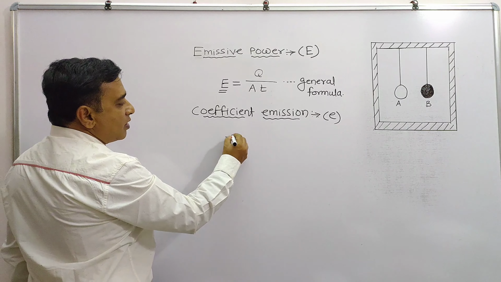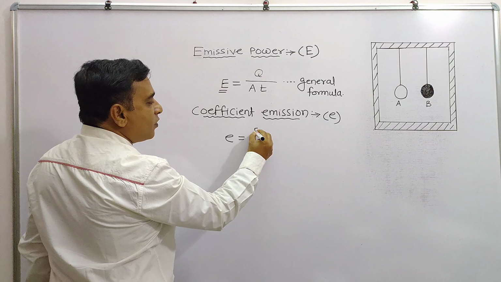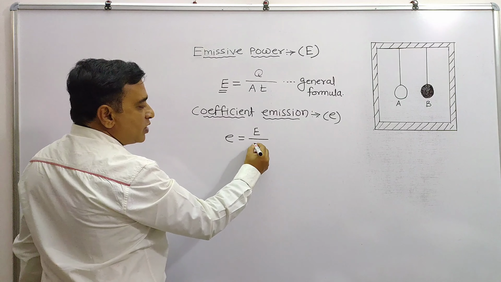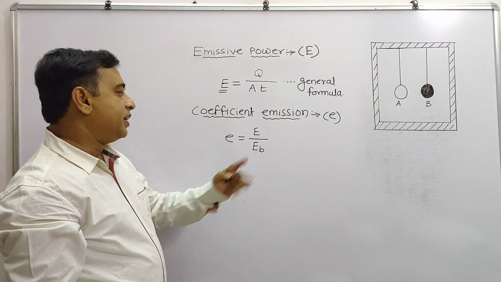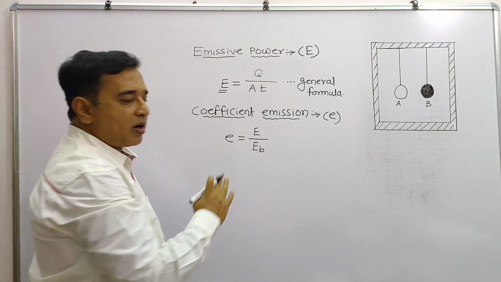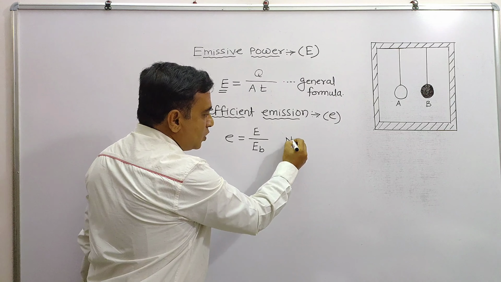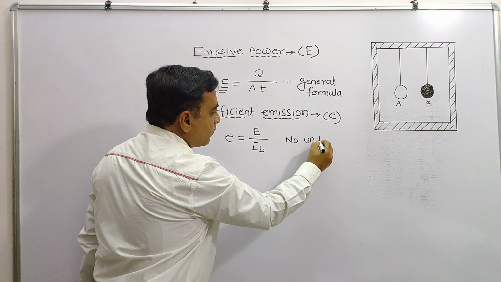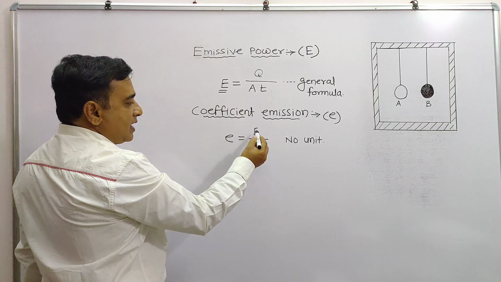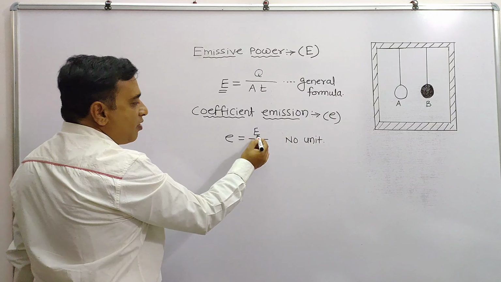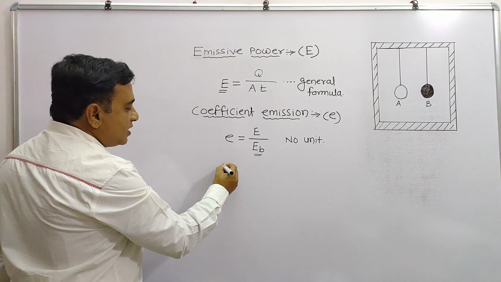It is a ratio of the emissive power of an ordinary body, or a general body, to the emissive power of a black body. See how simple it is. It is a ratio of similar quantities, so it doesn't possess any unit. We say it has no unit. So we know very well this fact, that it is a ratio of the emissive power of an ordinary body to the emissive power of a black body.